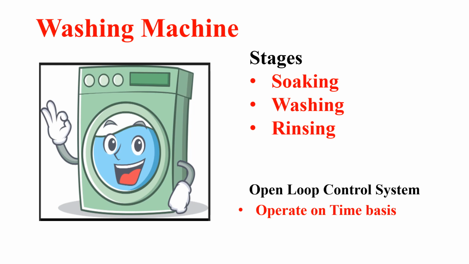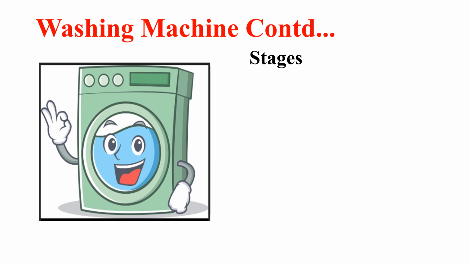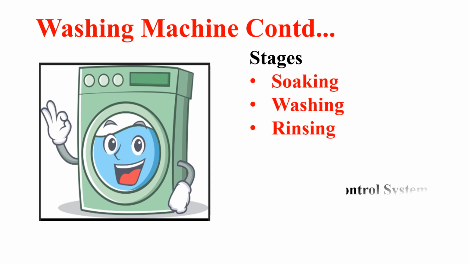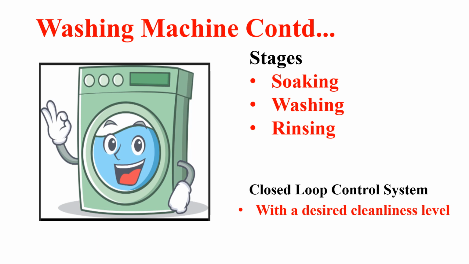The same example, that is washing machine, can be made a closed loop control system. Now we'll see how it can be made a closed loop control system with a desired cleanliness level. If the level of cleanliness can be measured and compared with the desired cleanliness or the reference input, and the difference is used to control the washing time of the machine, then the same washing machine becomes a closed loop control system. Say for example, after soaking, I have a reference input that gets compared.